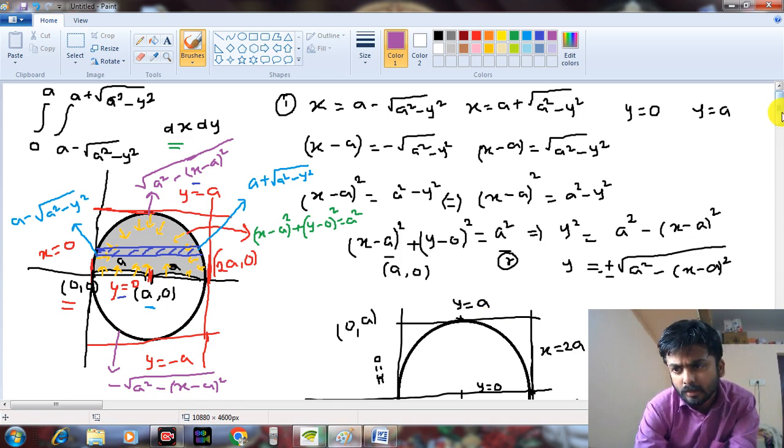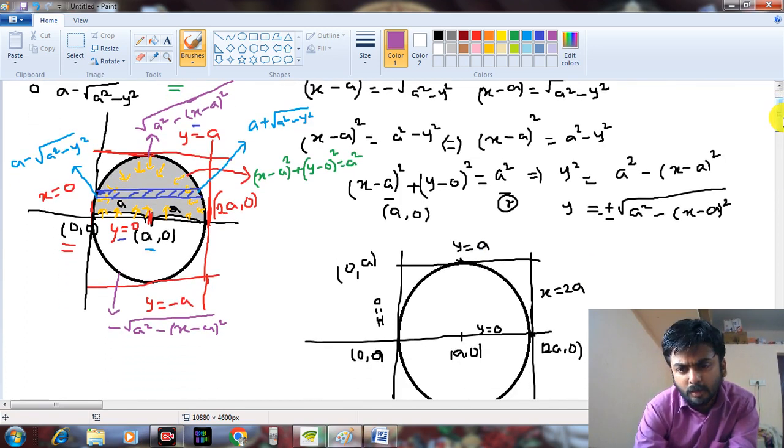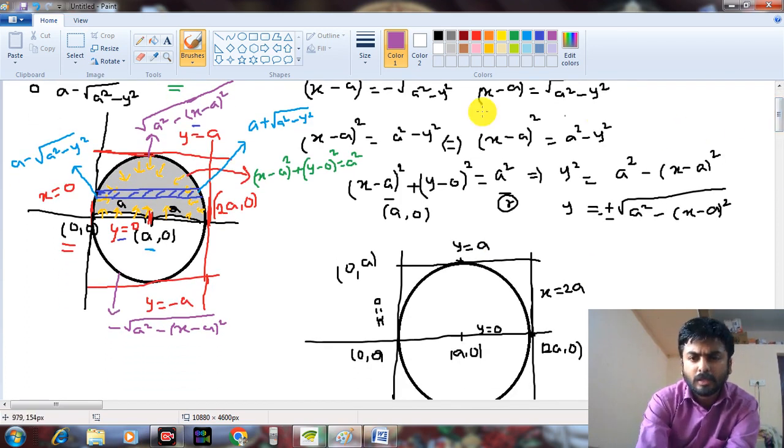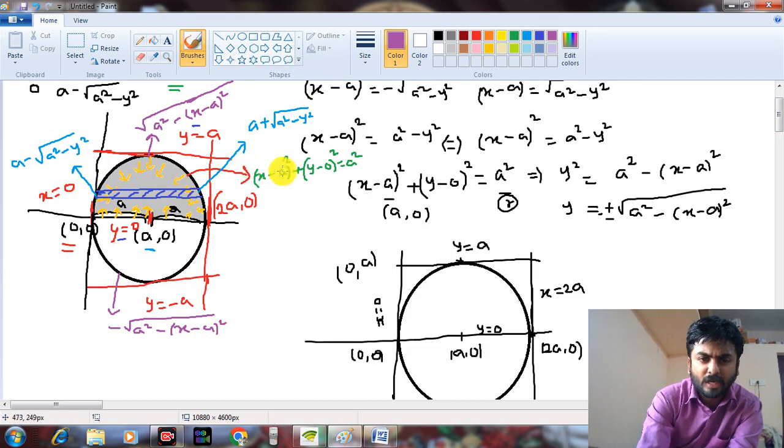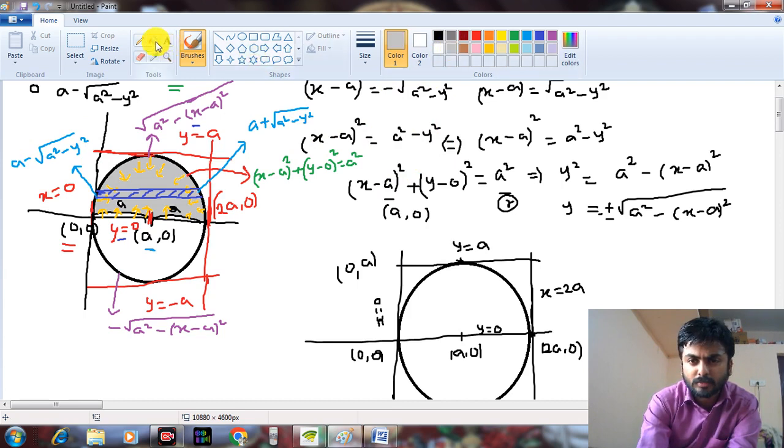So we are going to consider the same thing. For horizontal strips, the internal limit should be variables in y. Our region of integration is the same, and it should not be altered. Our region of integration is this.